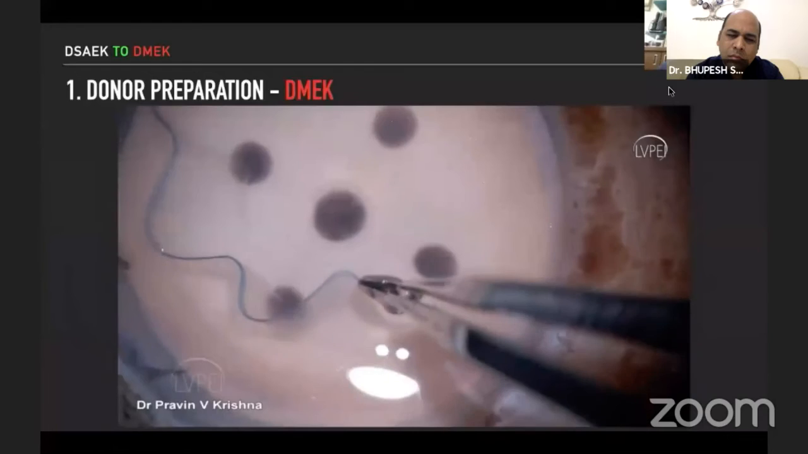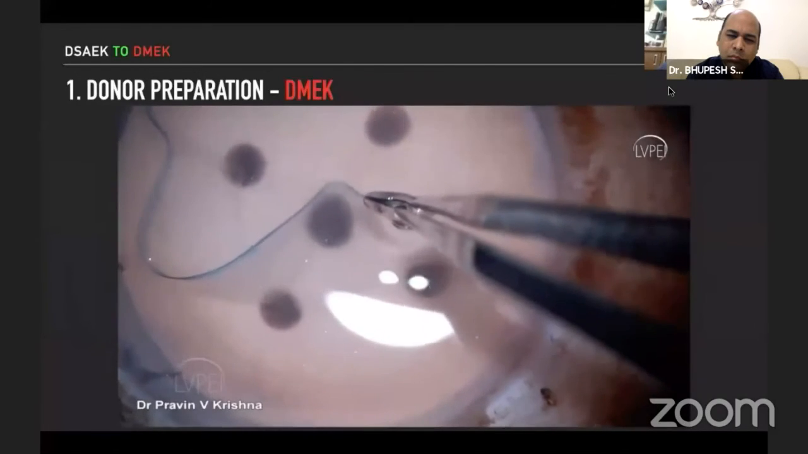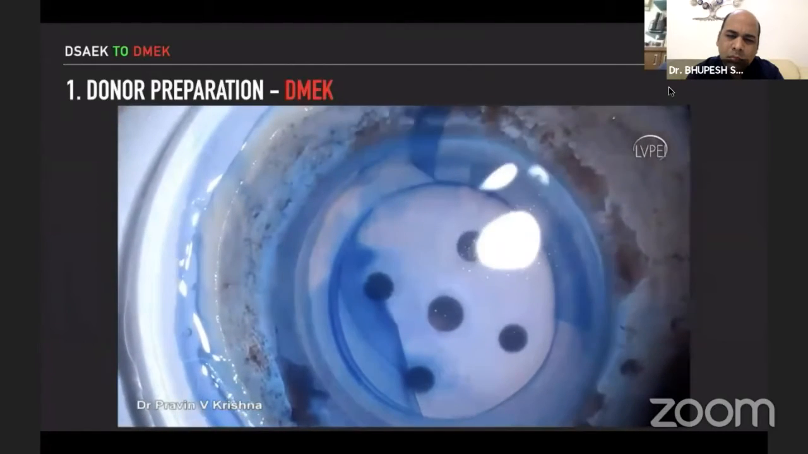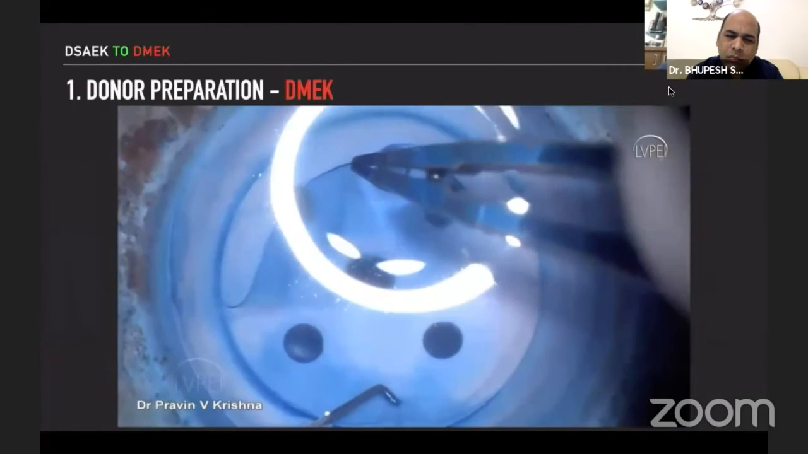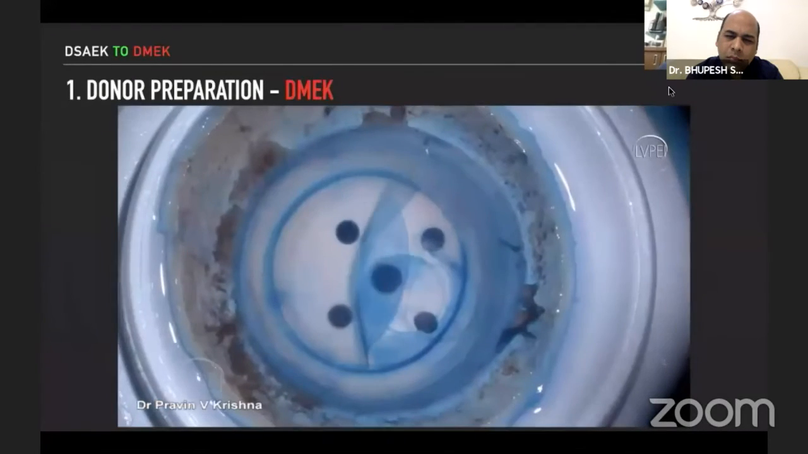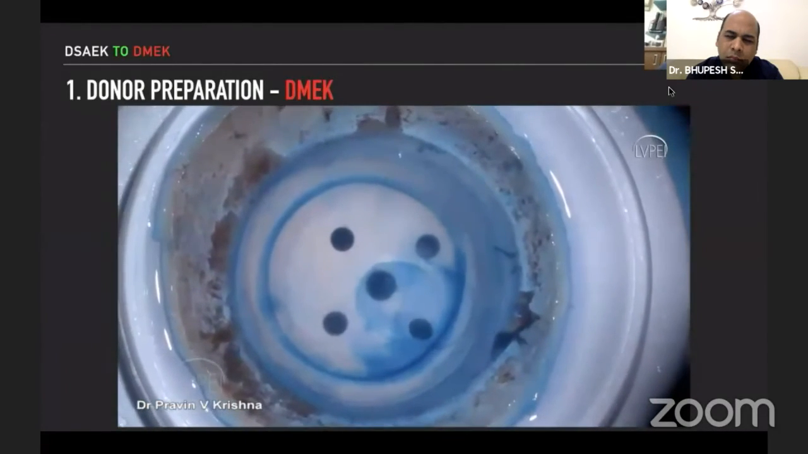In fact, I would say that tissue preparation rates in DMEK surgery, after an initial period of training, will approach 95% plus. And using the no-touch technique that I'm demonstrating here, you will get a DMEK graft with exceptionally good endothelial cell quality as well.